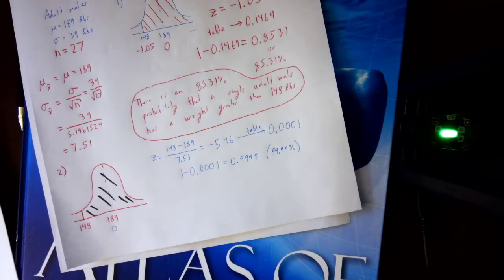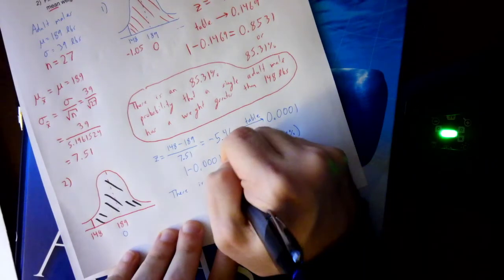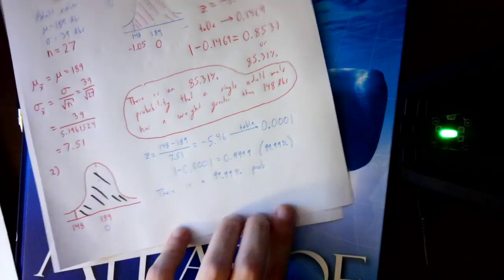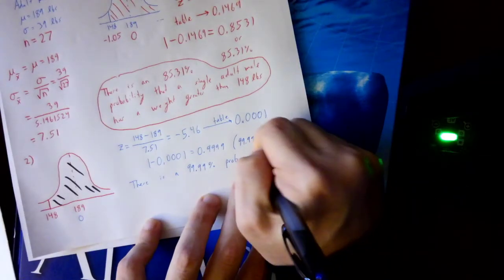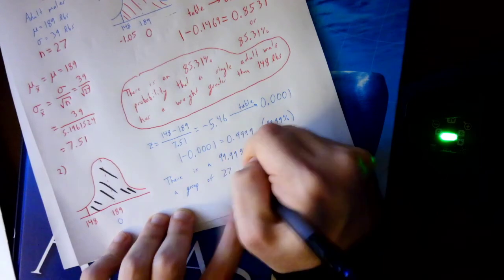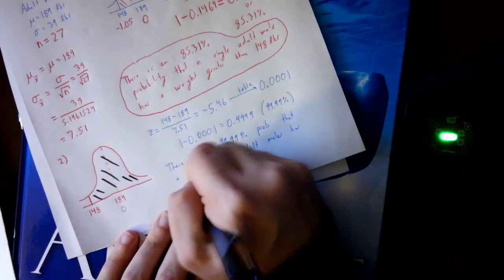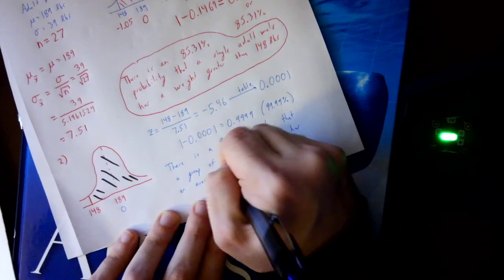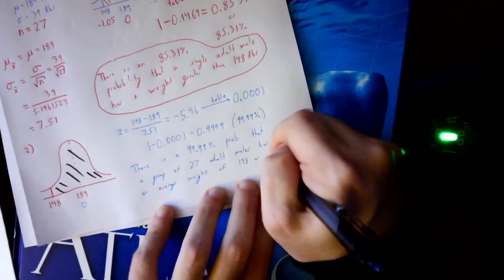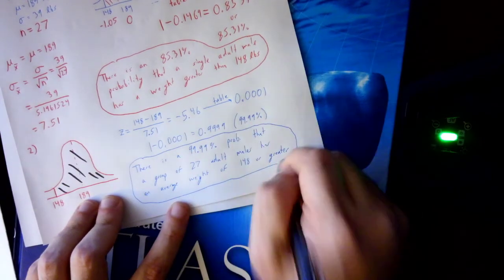So, using the information I just got, I just found that there is a 99.99% probability, I'm going to abbreviate it prob, that a group of 27 adult males has an average weight of 148 or greater. That is the answer to the second question.